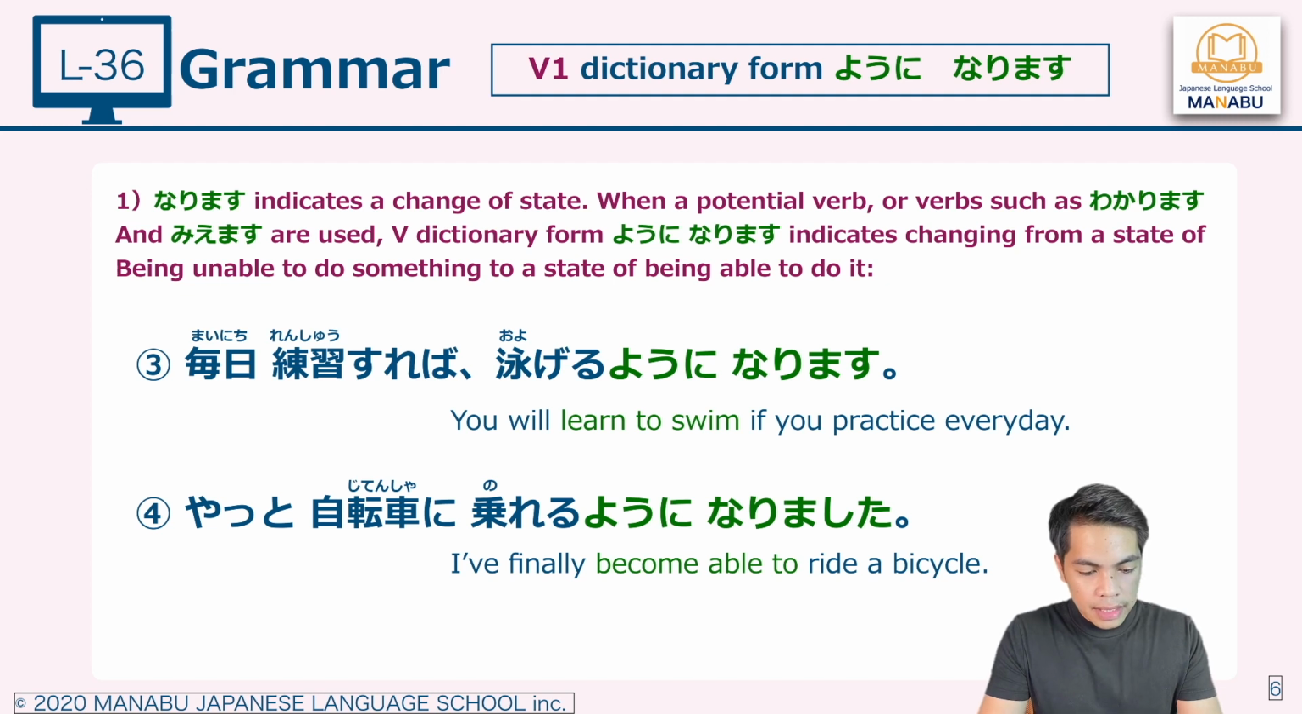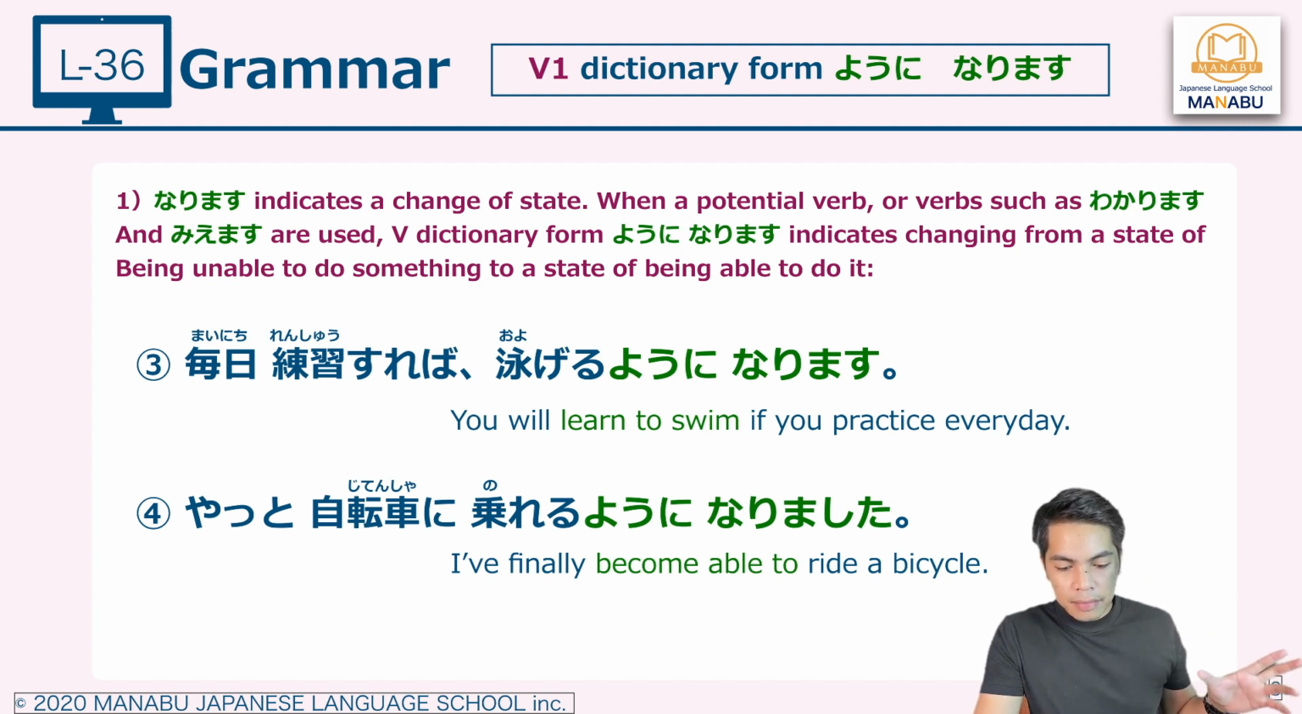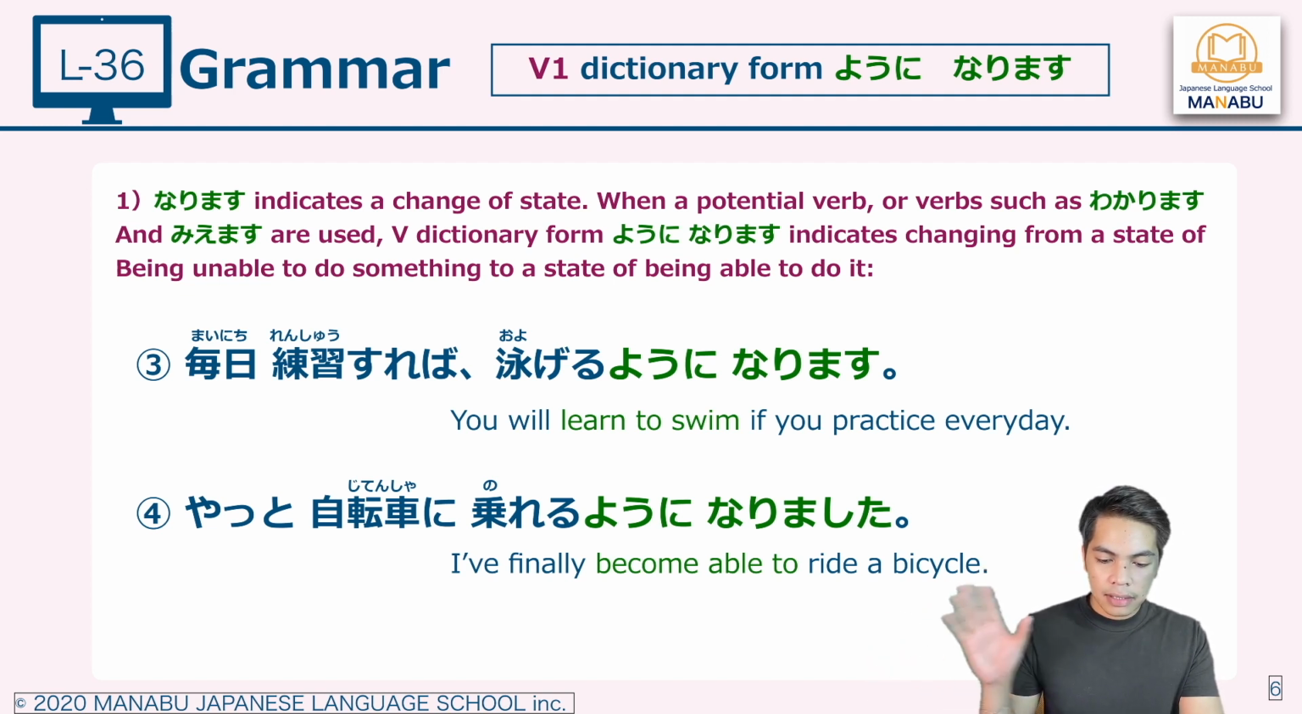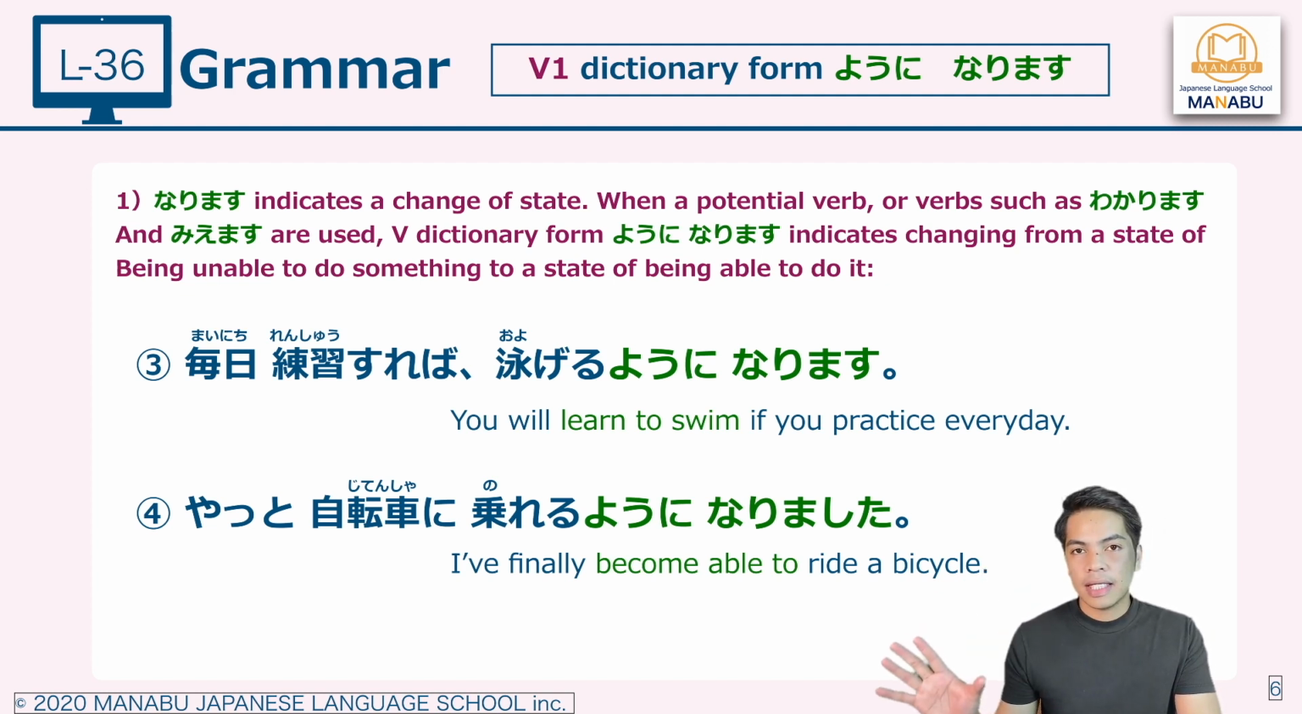So now let's read example number 4. Yatto jitensha ni noreru yo ni narimashita. Now the narimasu is in past form, narimashita. So before, you could not ride a bicycle, but now you have become able to ride a bicycle. 自転車に乗れるようになりました。 So just remember, this is indicating a change of state from not being able to do something, and now you are able to do the action denoted by the verb.